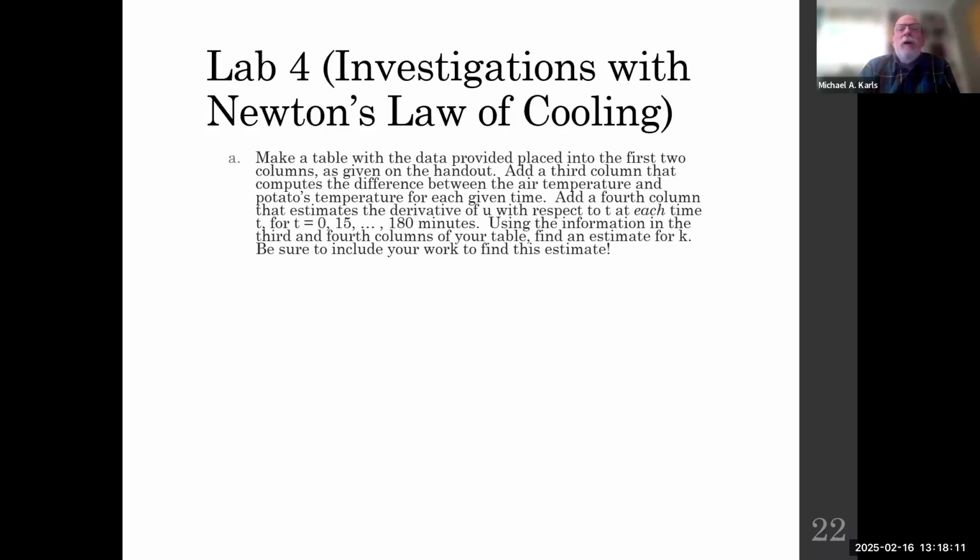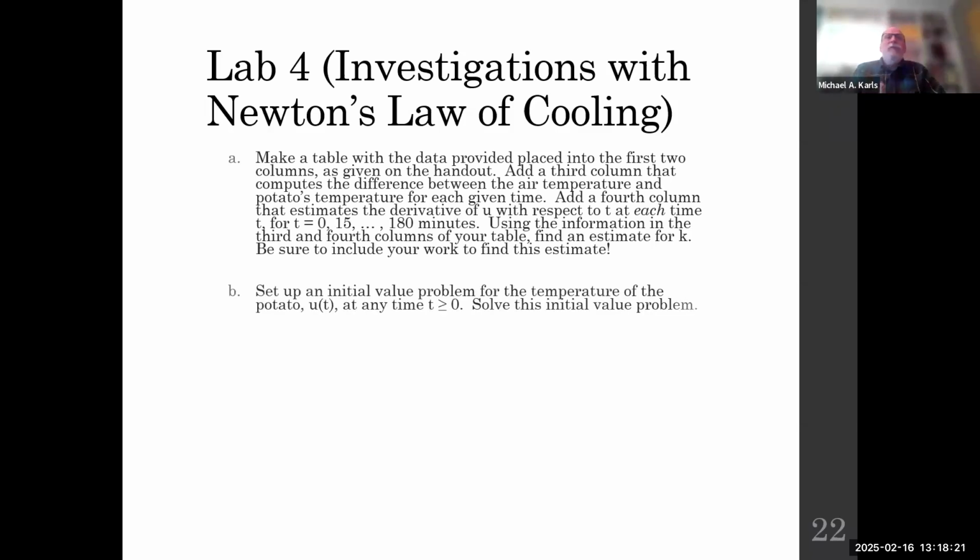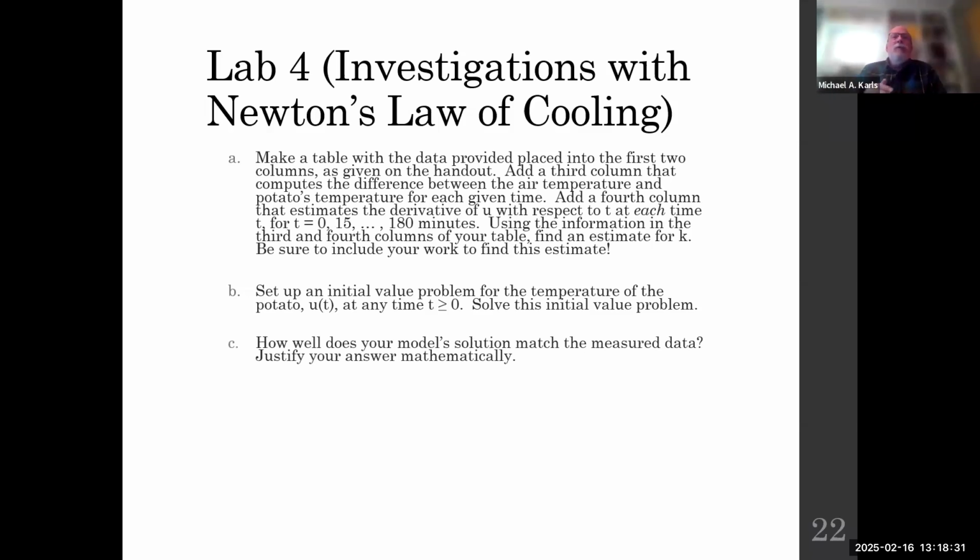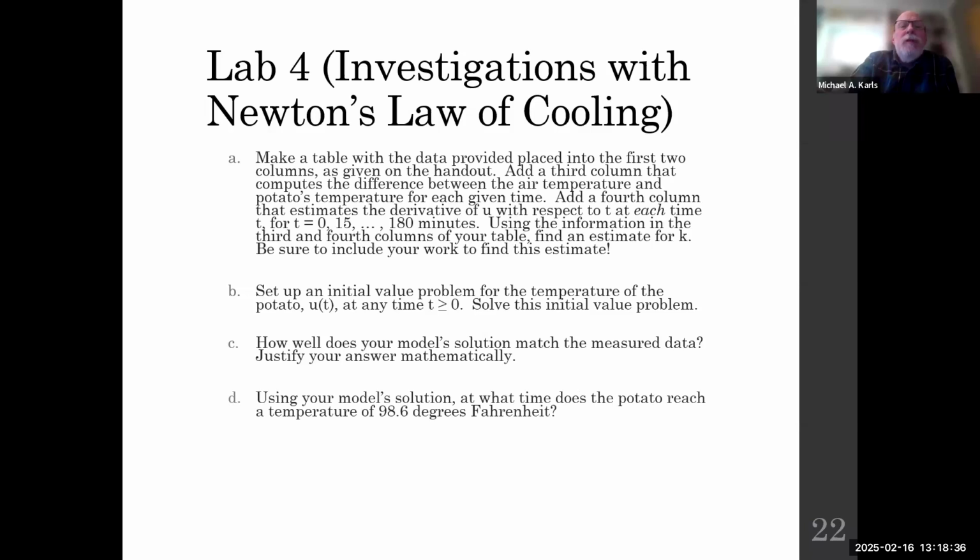And then using information in the third and fourth columns, I wanted the students to find an estimate for this proportionality constant K, and then they should include work for finding this estimate. Okay, then I want students to set up an initial value problem for the temperature of the potato, u of t at any time t bigger or equal to 0, and solve this initial value problem. Then talk about how well the model solution matches the measured data, and then estimate at what time the potato would reach a temperature of 98.6 degrees Fahrenheit using their model. And then answer, does this seem like a reasonable answer?